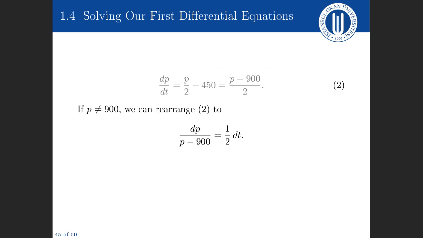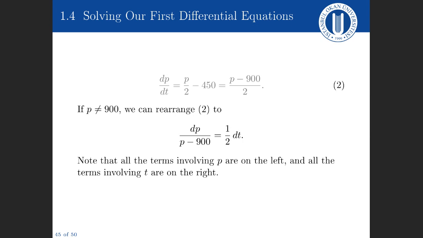The reason we do this is we want to move all of the p variables to one side of the equal sign and all of the t variables to the other side of the equal sign. We have two p terms. There's a p here and a p here. They're both on the left. And we have one t term, which is on the right. We've separated the p's from the t's.